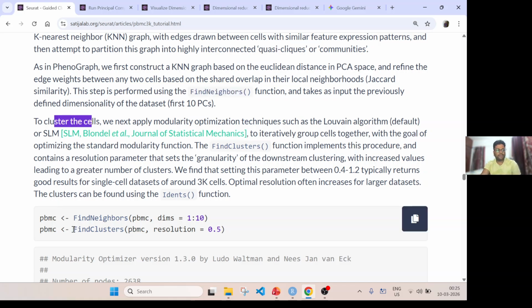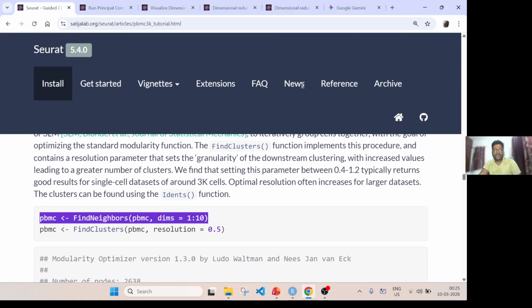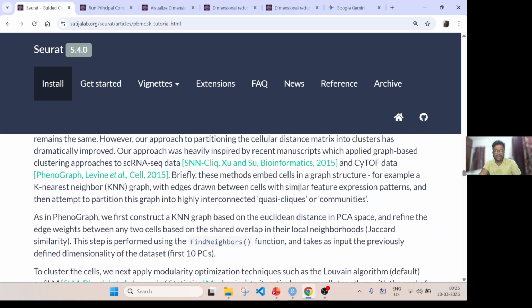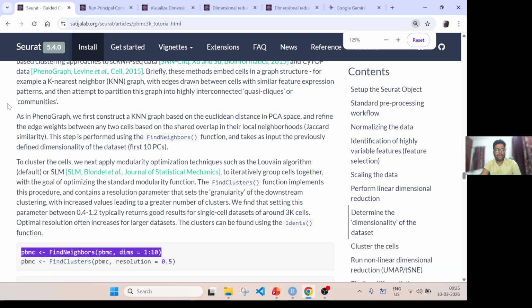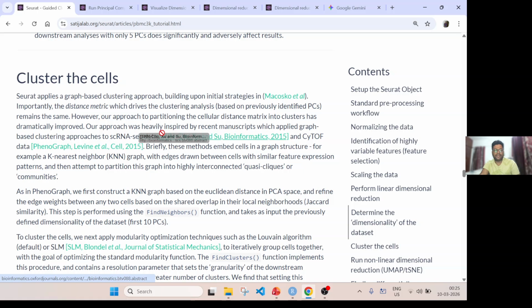For the clustering we have to use the next function called FindClusters. The FindNeighbors function will tell who is connected to what. We'll get two kinds of graph: one is the KNN graph and one is the SNN graph. The next step is basically to use this graph to break it into different clusters. That's what they have also mentioned here. I was talking about the SNN, right? Yes, this is the SNN method. So they are using that as well, the SNN graph.